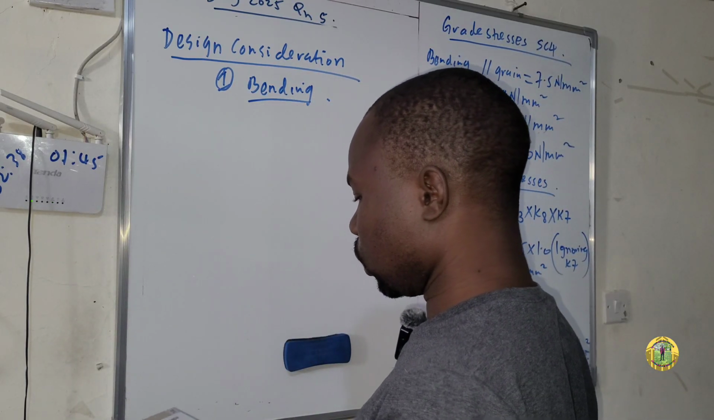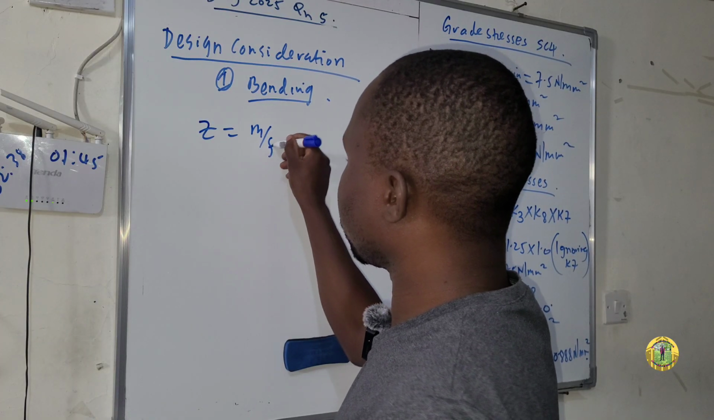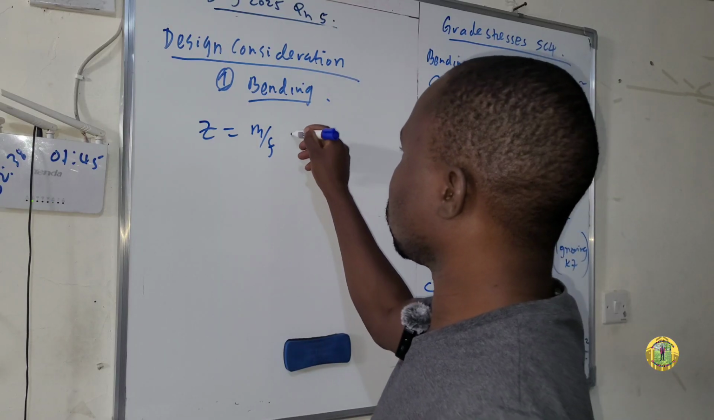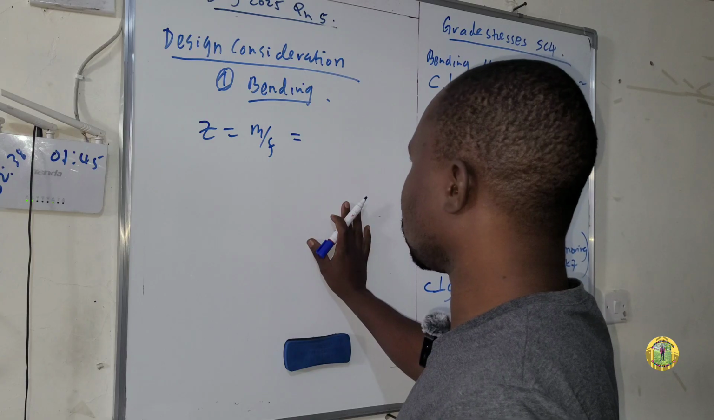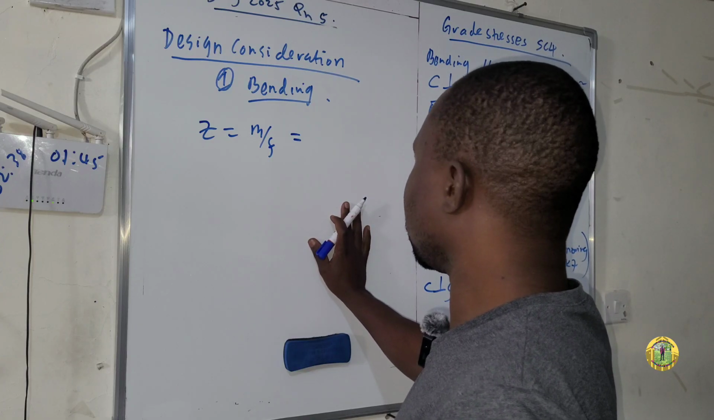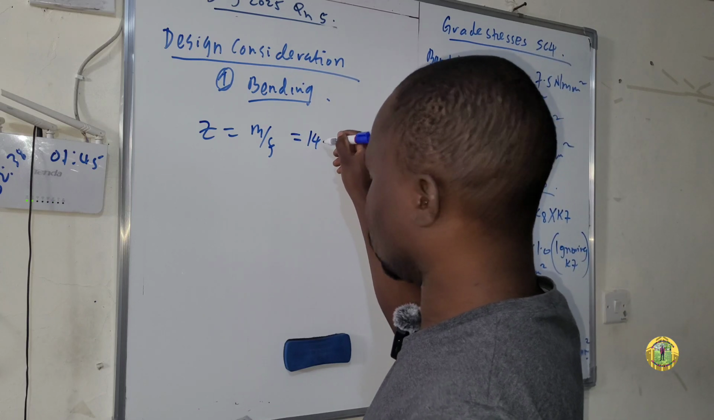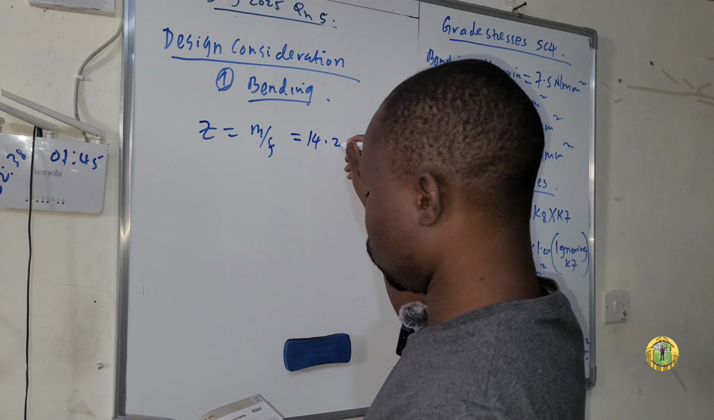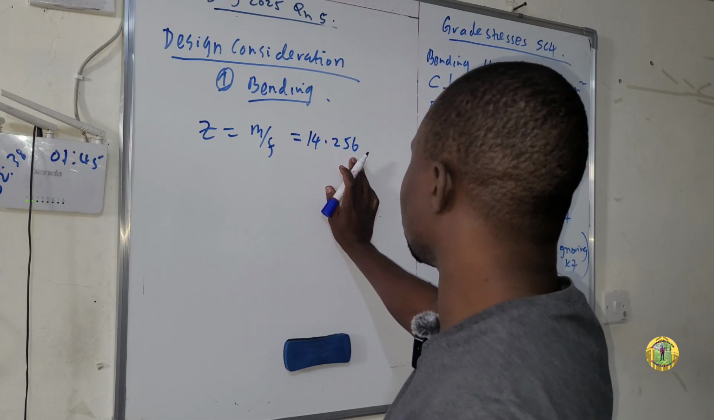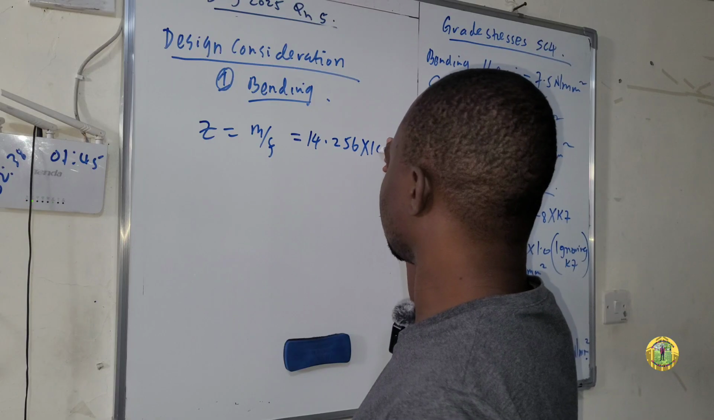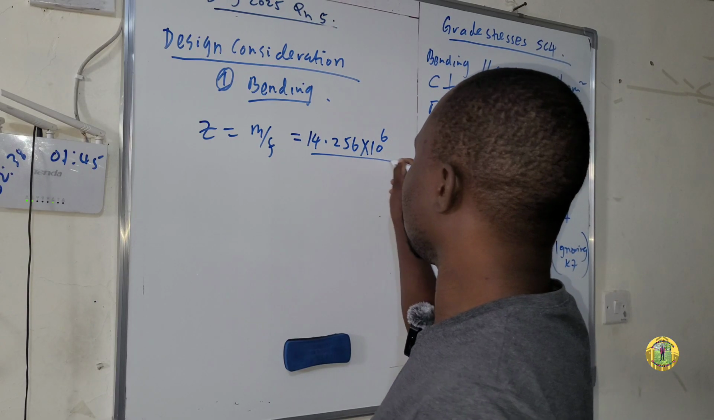So for bending, we know that Z is equal to M over F. Our M is the design moment we calculated based on the loading on the beam. So this one was 14.256, and because it is in kilonewton meter, we will multiply by 10 to power of 6 to make it Newton millimeter, all over F.